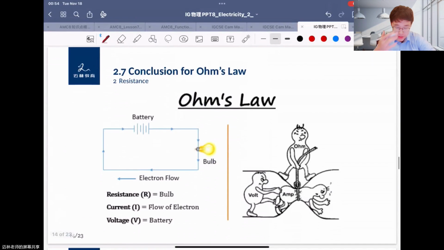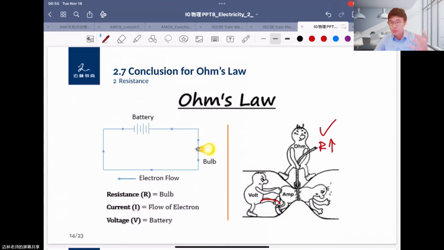Here's a very interesting comic figure to show you an understanding of Ohm's law. You can see a person applying force on the string, trying to hold very tightly and not let the ampere, or the current, pass through the wire. And for voltage, it's like a person kicking the ampere's backside, so the ampere passes through. If the resistance is very big, that is holding very tightly, so the current cannot pass through easily.